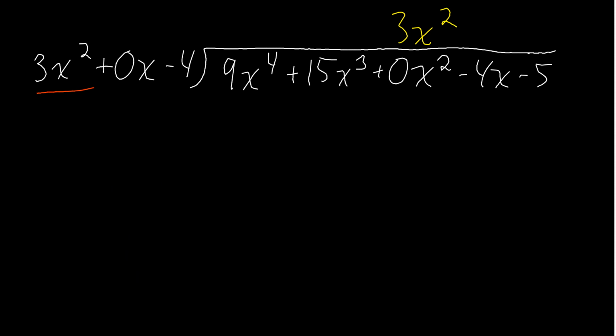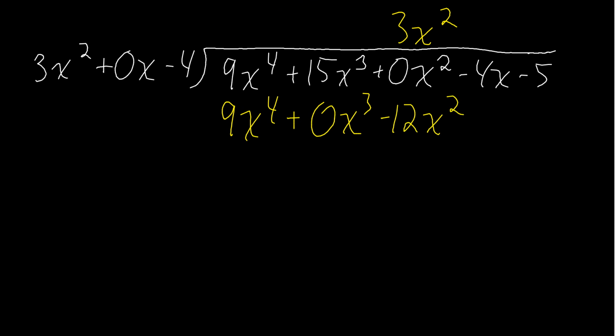3x squared times 3x squared is going to be 9x to the 4th. Then 3x squared times 0x. Again, if that 0x wasn't there, I would probably skip over it, but it's pretty easy. It's going to be 0x cubed, so that's nothing extraordinary. And then 3x squared times negative 4 is going to be a negative 12x squared.